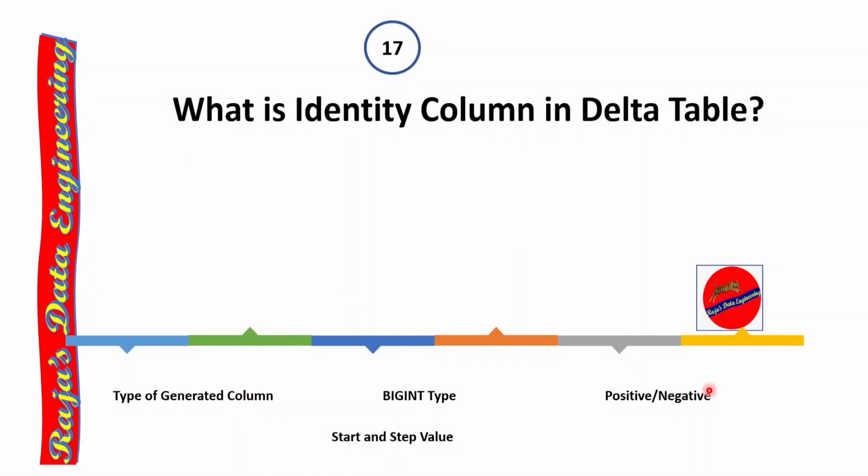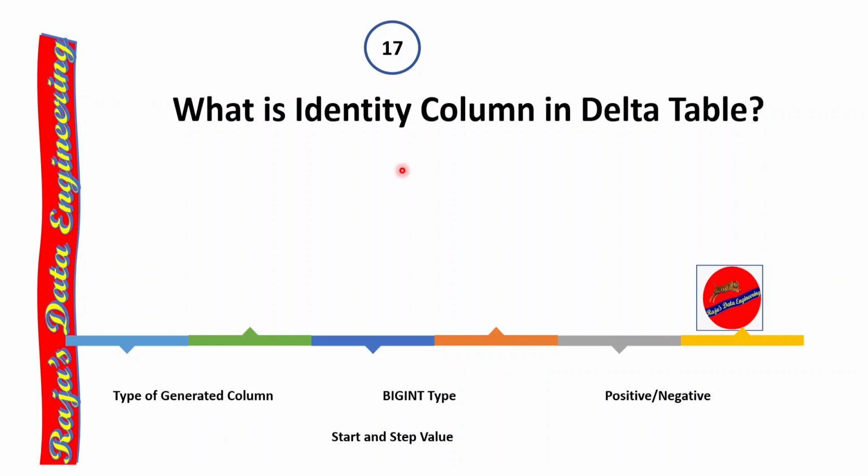Moving on to the next question, what is an identity column in delta table? An identity column is a type of generated column. Basically, in our data, we have to create a unique ID for each record, then we can go with an identity column. Before this, we had to go with monotonically increasing ID, or combine row number or rank function. Some workaround was needed in order to create a surrogate key. But with the help of an identity column, it can be generated automatically.